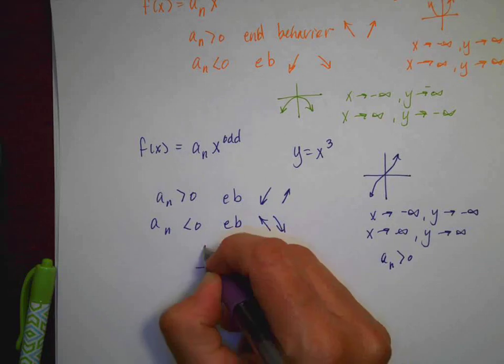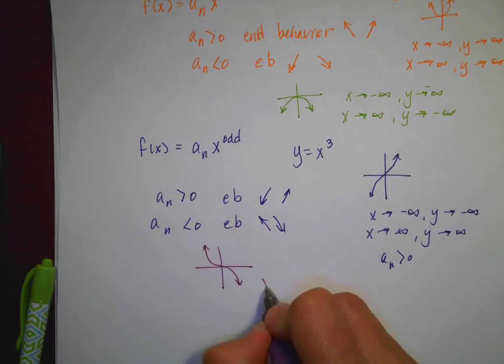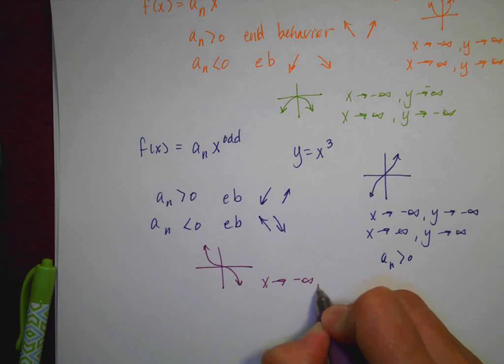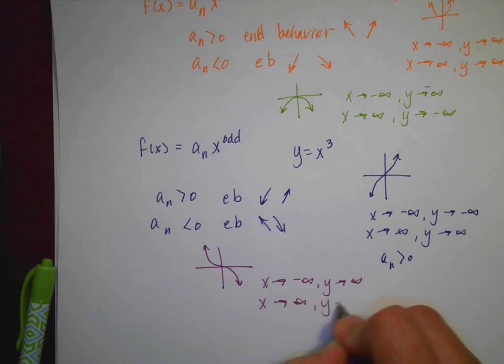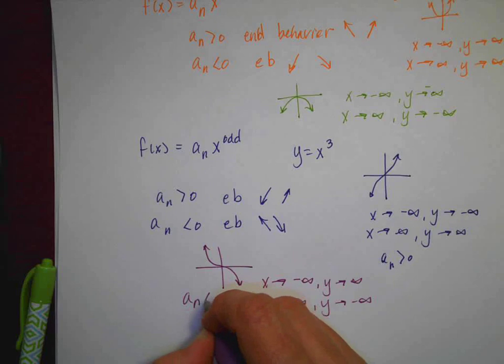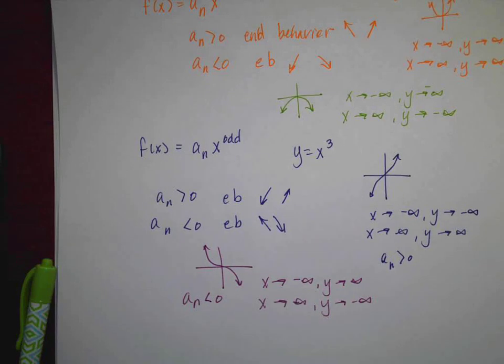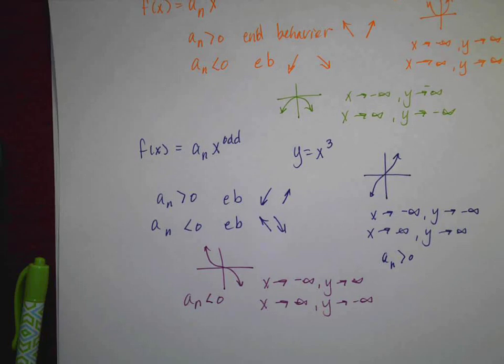But if I do the opposite situation and I make my graph go the other direction, then I would change these as well. As x approaches negative infinity, y approaches positive infinity, and as x approaches positive infinity, y approaches negative infinity. And this would be if a sub n is negative.